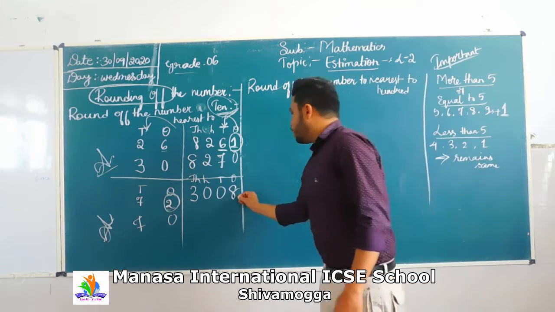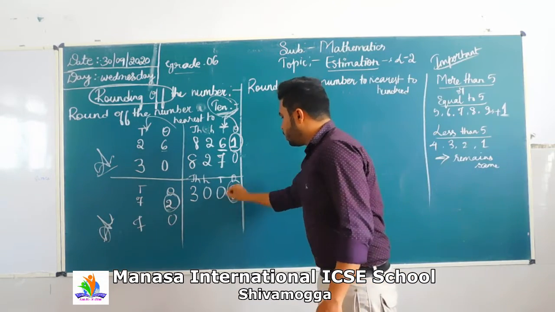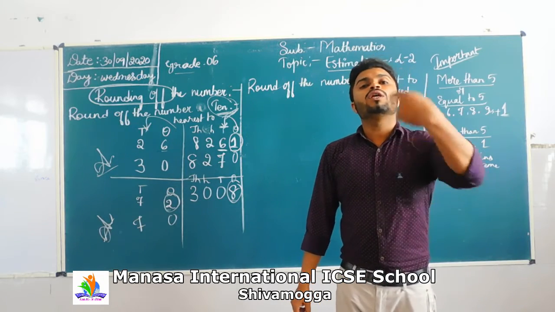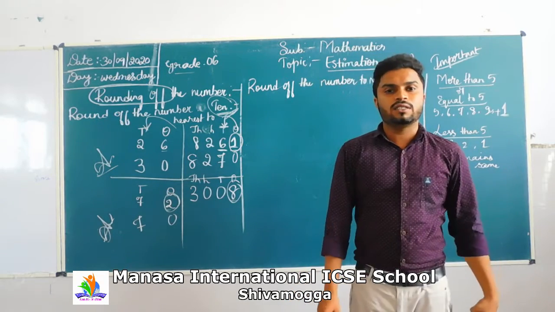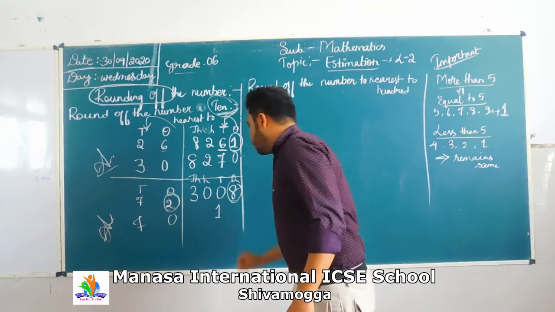You are going to see the number in the ones place. It is what? 8. 8 is what? It is more than 5. You are going to increase one number in the tens place. After 0, it is 1. See, this becomes 1.